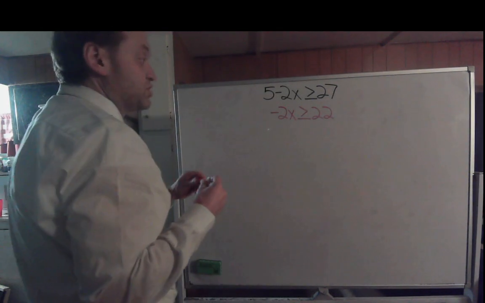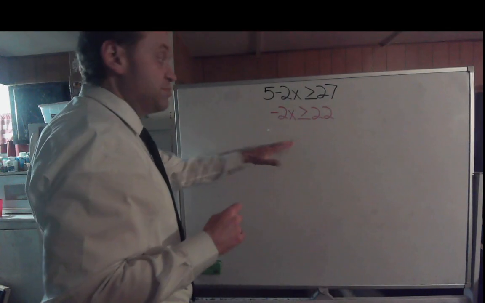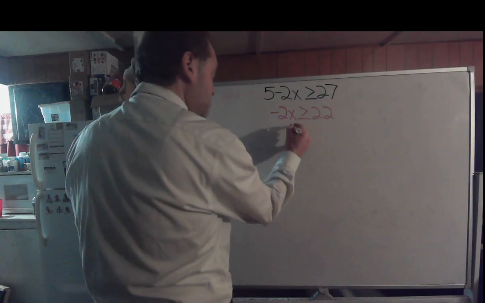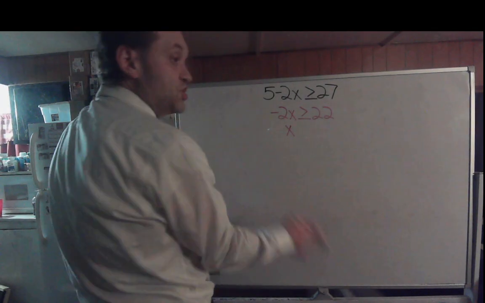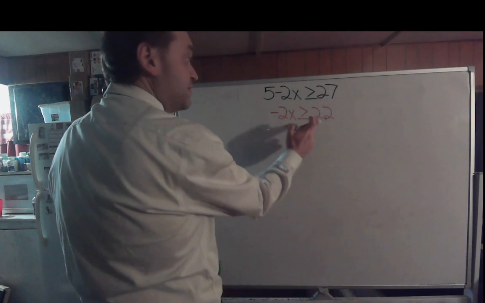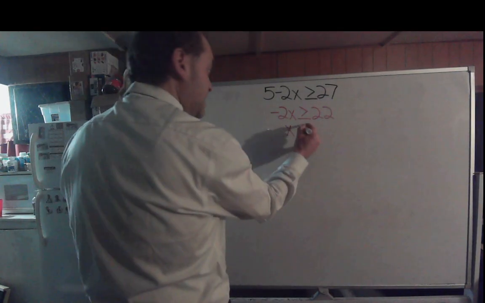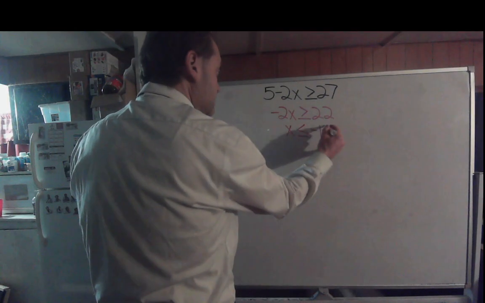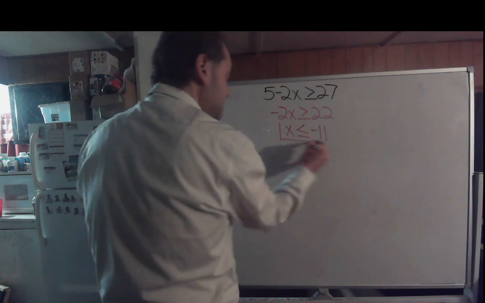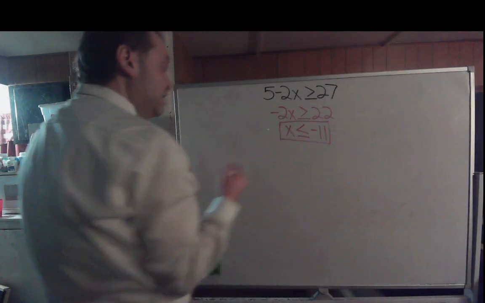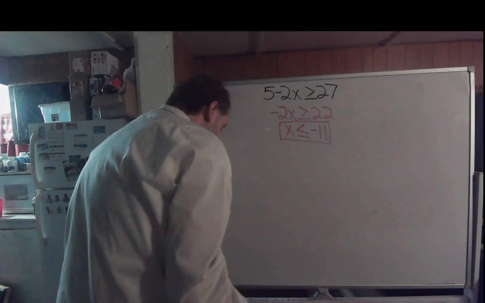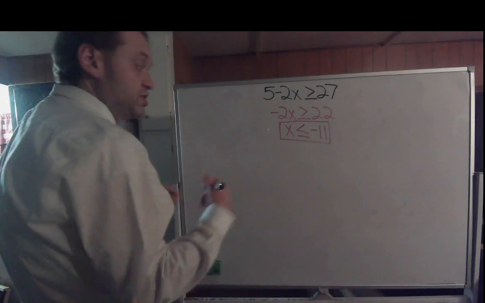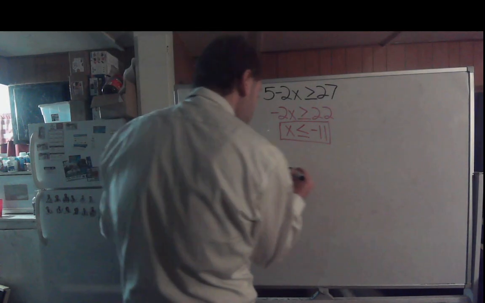Then, of course, we just want to solve for x, so you got to divide both sides by negative 2. You would get x. And since you divide it by a negative, it's going to flip that greater than or equal to sign into a less than or equal to sign, negative 11. So you end up getting that x is less than or equal to negative 11 for the answer. And then, of course, now we're going to graph this on a number line.